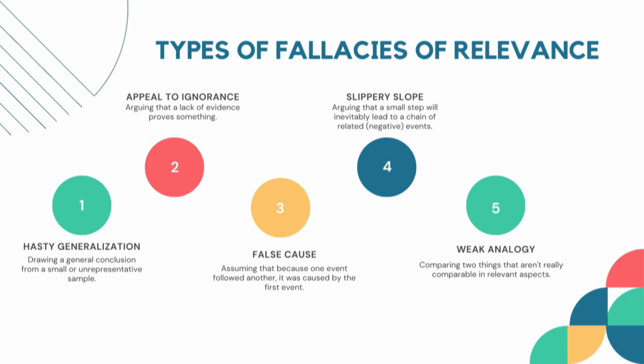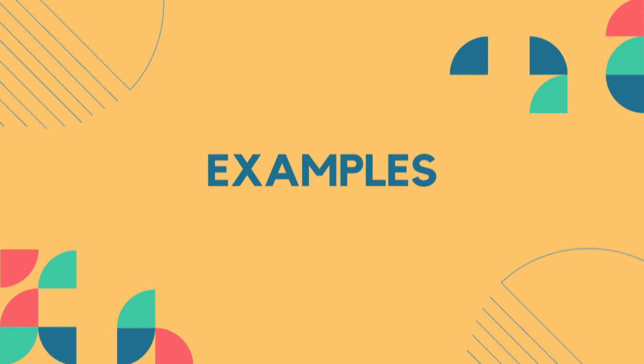Types of fallacies of insufficient evidence. Hasty generalization. Drawing a general conclusion from a small or unrepresentative sample. Appeal to ignorance. Arguing that a lack of evidence proves something. False cause. Assuming that because one event followed another, it was caused by the first event. Slippery slope. Arguing that a small step will inevitably lead to a chain of related events. Weak analogy. Comparing two things that aren't really comparable in relevant aspects. Now we move on to the examples.